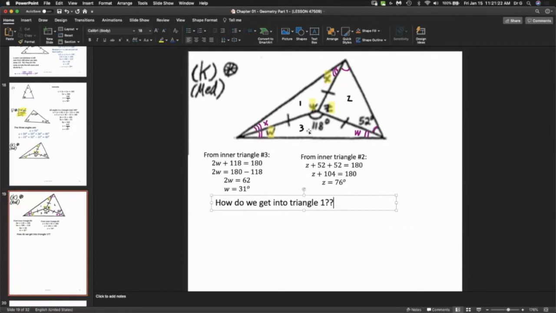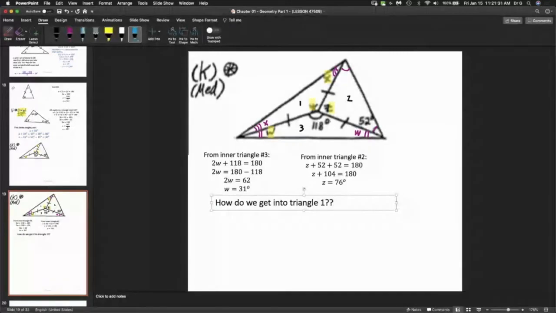Okay, so you're on the right track there. You've got to do something with this 118. So here's a rule that we didn't discuss today, but it's actually very important. It's like playing hot and cold. You're getting warmer. I'm going to circle these 3 guys here, okay? If I circle these 3 angles here, what do those angles add up to? Let me know in the chat.